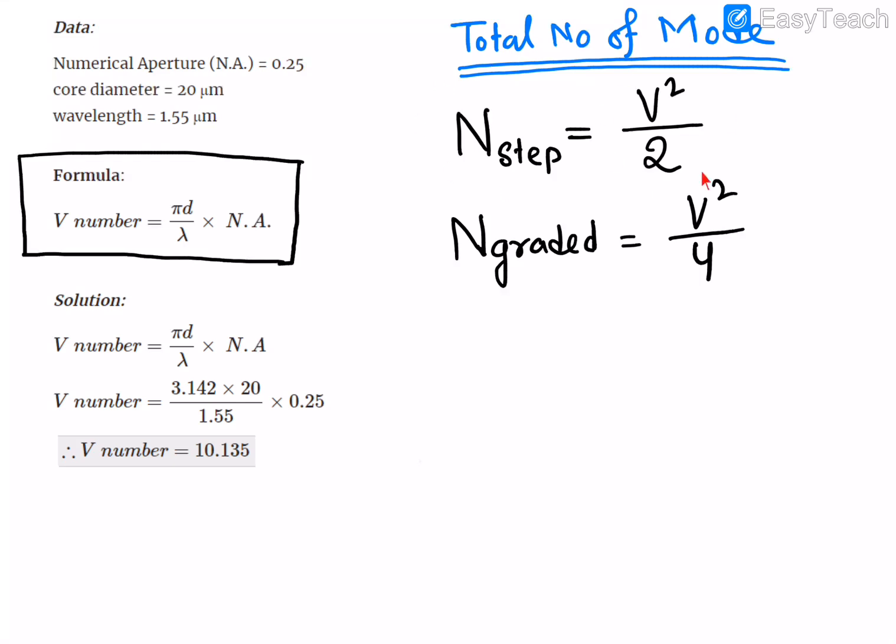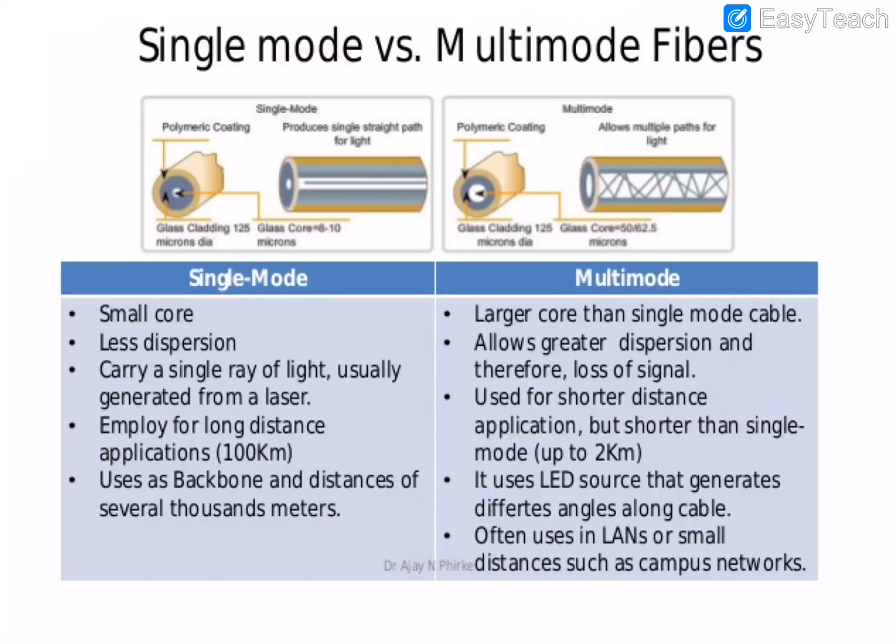That is, for step index fiber, this is V square by 2, and for graded index fiber, you have V square by 4. And this is the formula for V number. V number is pi into d by lambda into numerical aperture. So here is a typical example where you can calculate based on the V number.